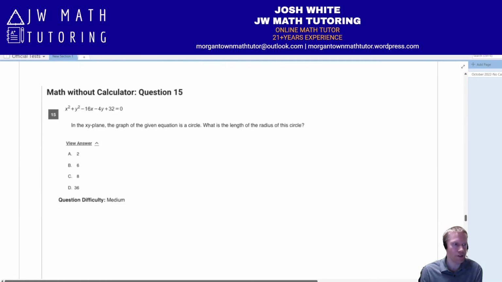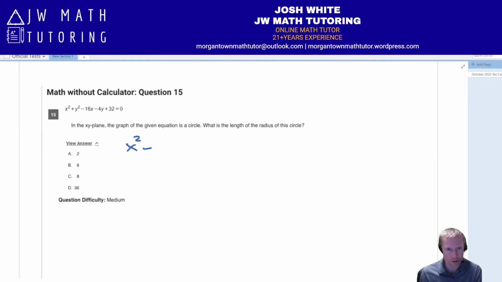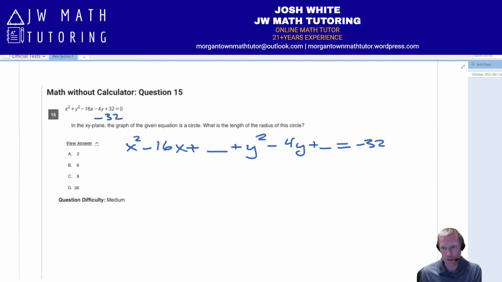Here you have the equation of a circle, and they're asking for the radius of it. So we're going to start the process to put it into standard form. The way I do that, I'm going to take the two x terms and put them next to each other and then put a blank. Then I'm going to put the two y terms followed by a blank. I'm going to move the 32 over to the right side by subtracting it, and then I will add two blanks on the right.